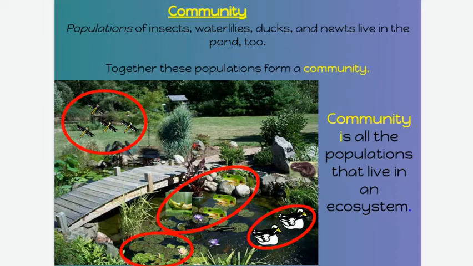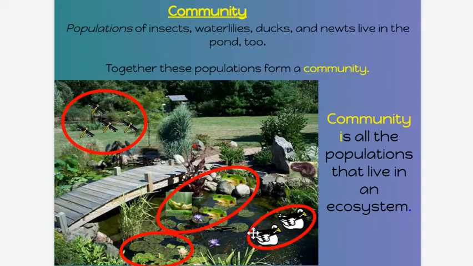A community. Populations of insects, water lilies, ducks, and newts live in the pond too. Together, these populations, everything you see in the red circles, form a community. Say community.